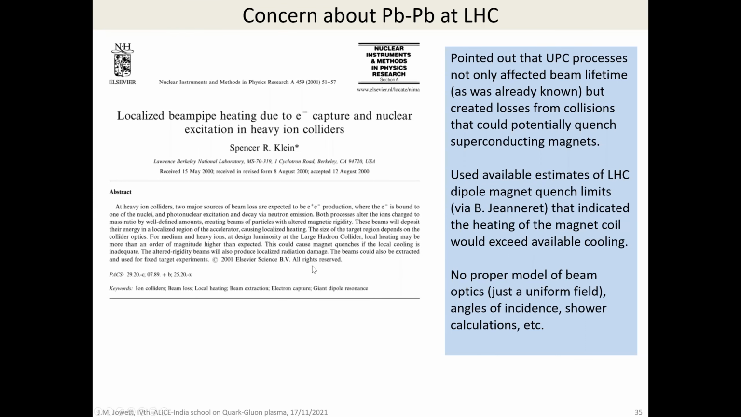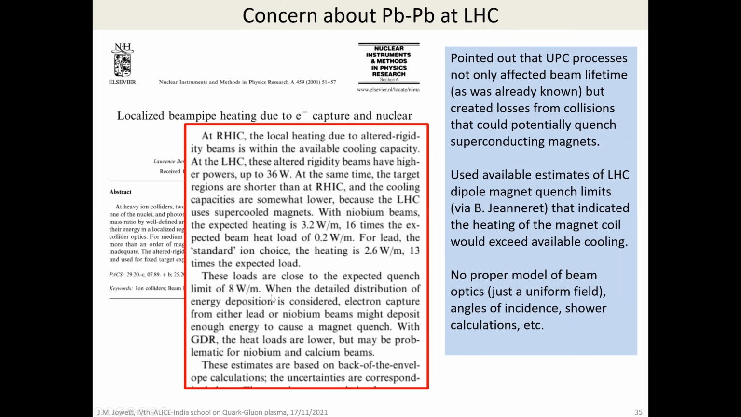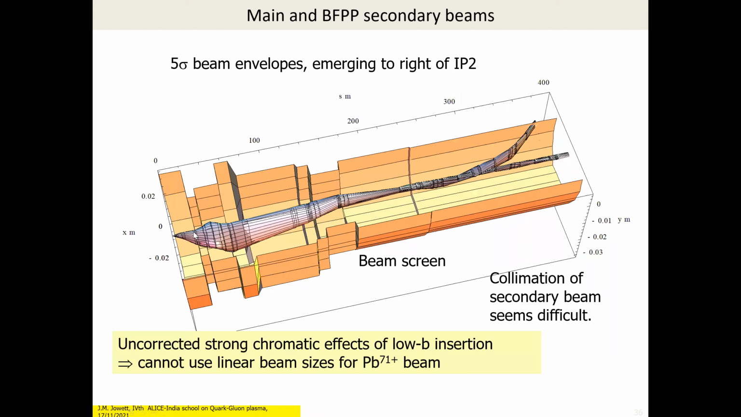This didn't have a proper model of the beam optics, but later we did this, and here is a beam envelope calculation of this bound-free pair production beam, these modified ions, deviating from the circulating beam of unmodified lead and being bent into the wall of the beam pipe here, a few hundred meters from the interaction point, and hitting the coils of a dipole magnet, essentially showering into them.